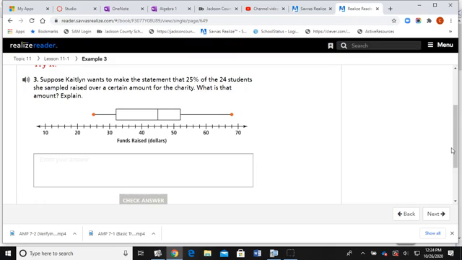All right. 32. How many students raised more than 32? 75%. 75% of the students raised $32 or more. I'm wanting which one is 25%. 52. 25% of the students raised $52 or more.